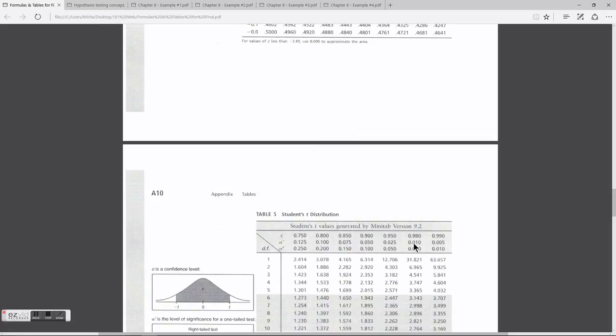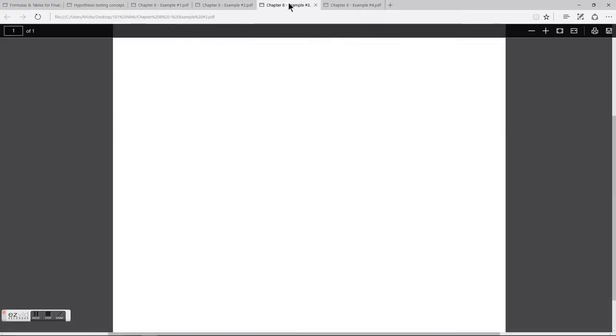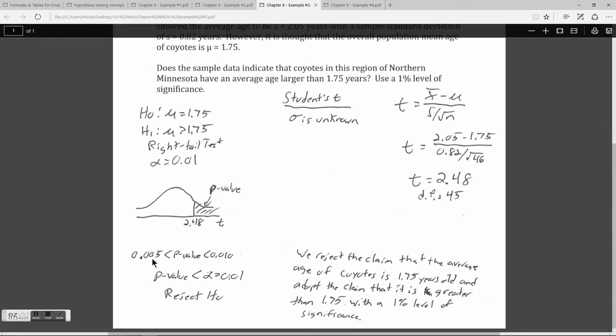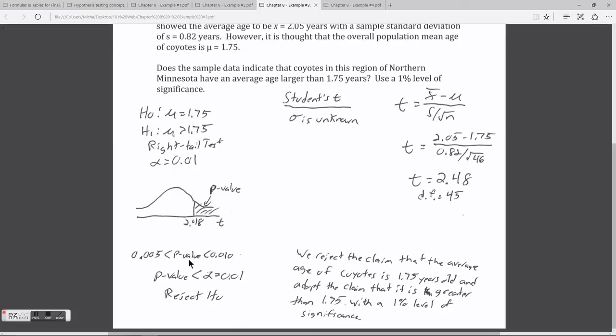Remember that as my t-value gets larger, as t gets further down the distribution, the area to the right is actually getting smaller. So I can say that my area to the right, my p-value, is between 0.01 and 0.005, with 0.005 being the smaller value. So going back to my example, you can see here that for my p-value, I've just listed it as a range. I don't have an exact number, but I have a range, and that will be good enough to make a conclusion on my test.